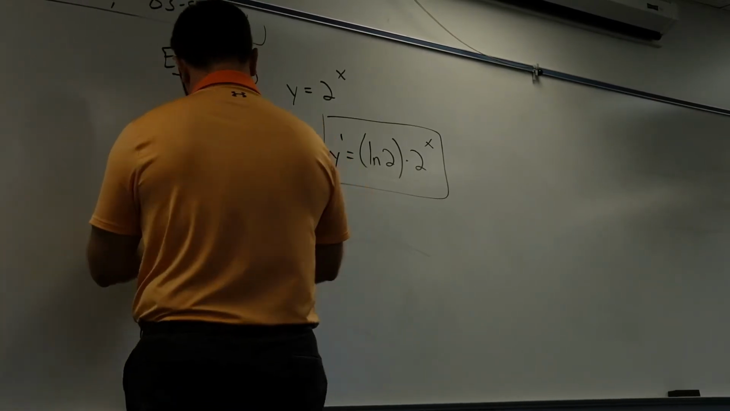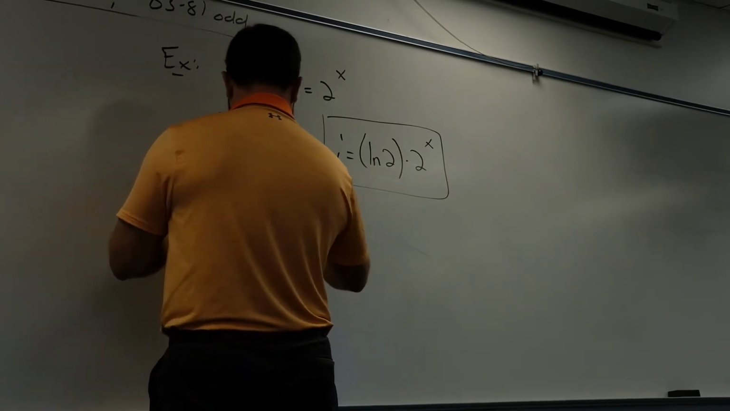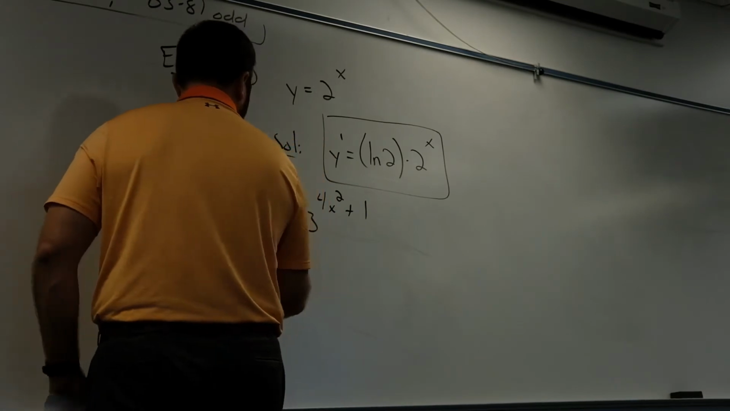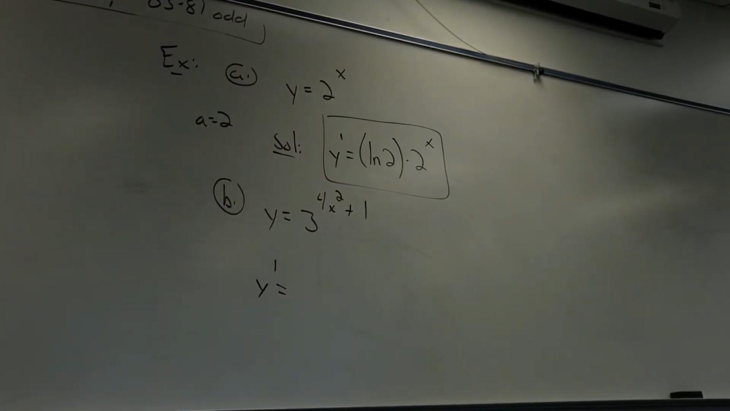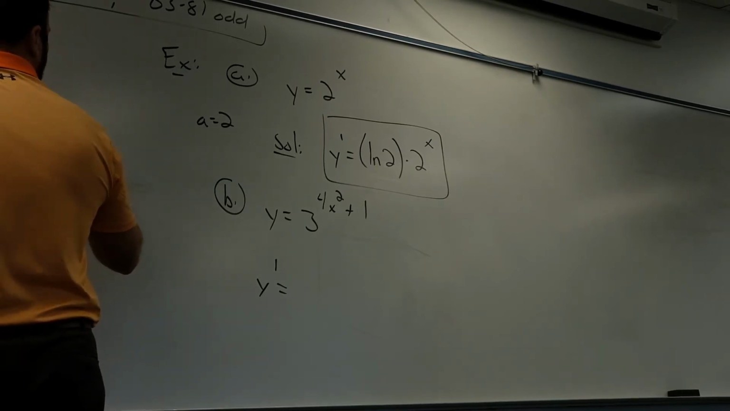Let's make it slightly more interesting. So we have y equals 3 to the 4x squared plus 1. Guys, what would our base be here? 3. So what case would we use? 1, 2, 3, or 4? 2. Number 2, because now we don't just have x as our power, we have a u. So u here would be 4x squared plus 1.